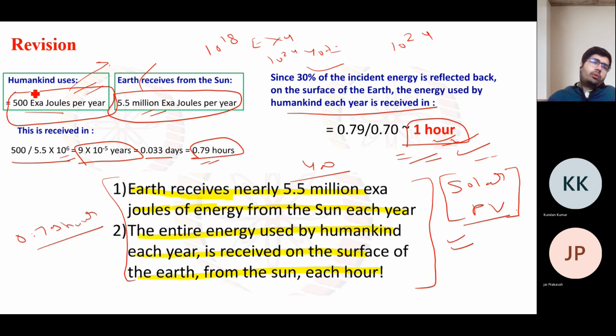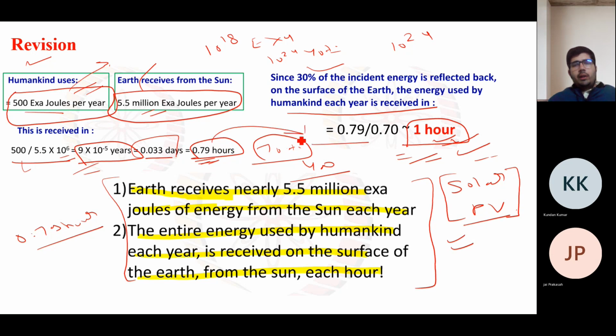From our first class, we know that humankind uses 500 exajoules per year. Earth is receiving 5.5 million exajoules per year. So you can divide both figures. When you divide 500 by 5.5 into 10 to the power 6, you will get around 0.033 days, or 0.79 hours. And you can also consider that only 70% of incident radiation is utilized, because 30% is reflected back. So divide this 0.79 by 0.7, and you will get 1 hour.